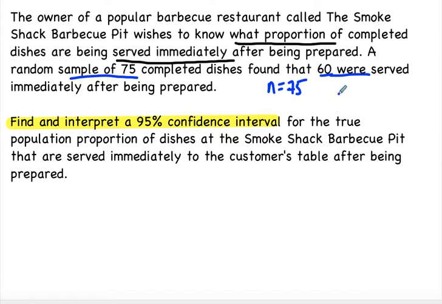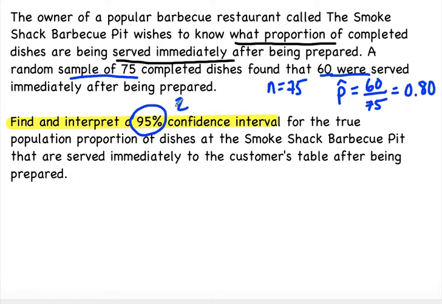So our sample proportion was 60 were served out of the 75 selected. 60 were served on time. If you type that in your calculator, you're going to get 0.80. So 80% of our sample was served on time. We want to use this information to estimate the true population proportion of all dishes served immediately. We're going to find and interpret a 95% confidence interval.